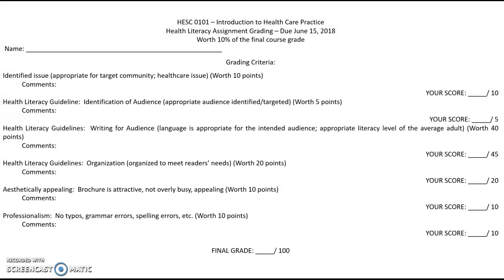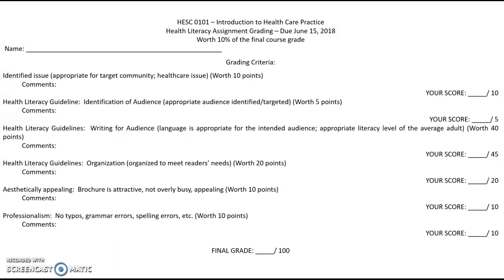Also, the health literacy guideline of organization. Is it organized to meet the reader's needs? So have you done things like used headings, have short sections, etc.? So review those guidelines as well. You'll see that's worth 20 points. The writing section was worth 45 points.